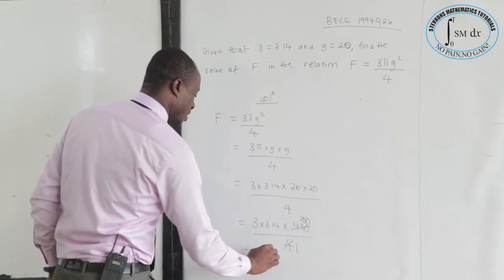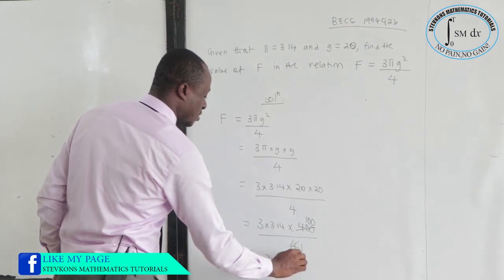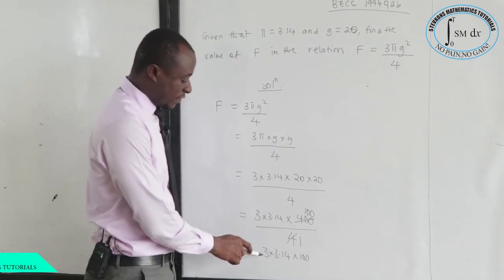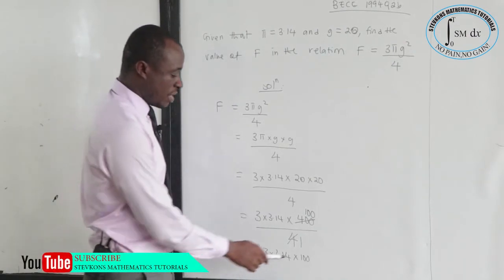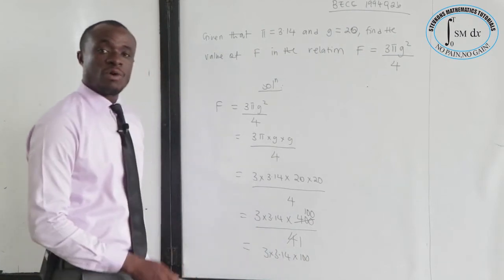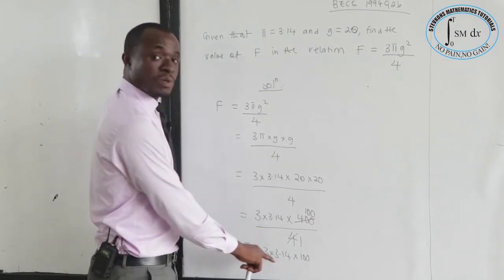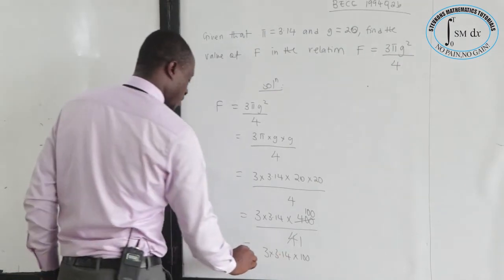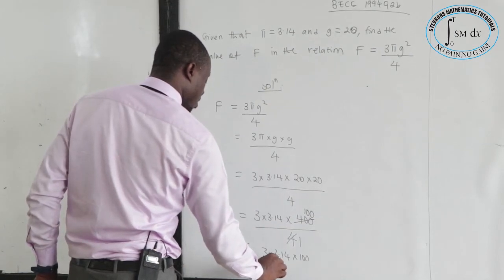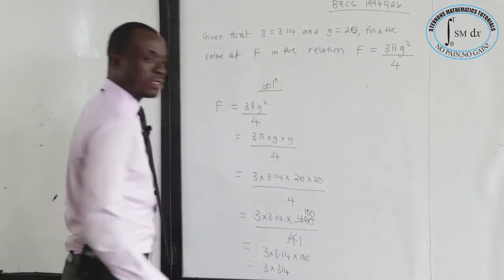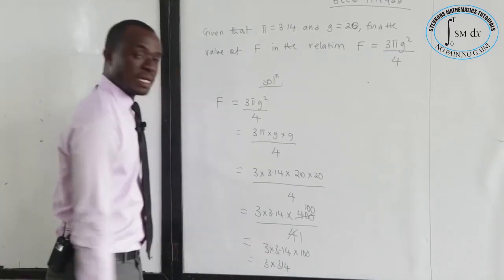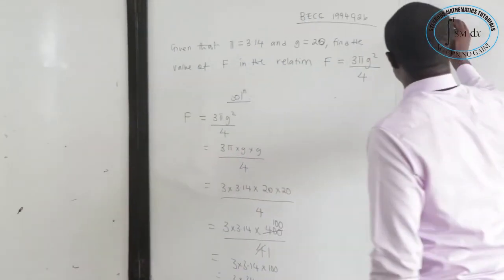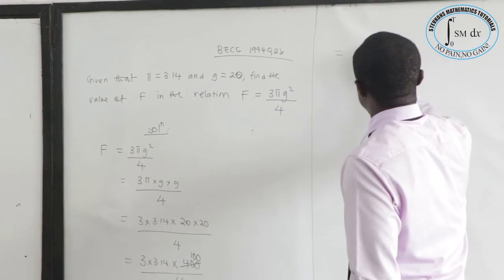So we have 3 times 3.14 times 100. Now, it is not wise for us to multiply the 3 times the 3.14, but rather we can multiply the 100 by the 3.14. Because it's 2 decimal places, when you multiply by the 100, the point will go away and the point will come to the end. So we are going to get 3 times 314. That is 3.14 times 100. Now, what is 3 times 314? When you multiply, you get 942.